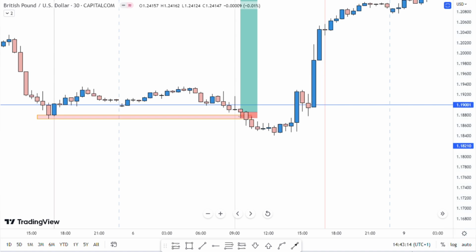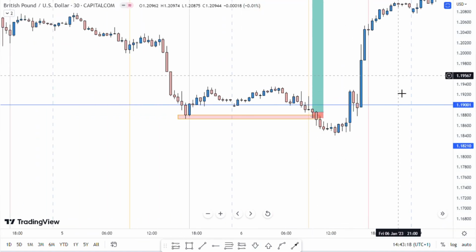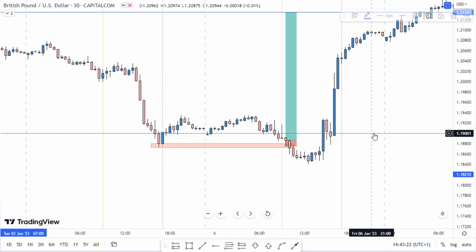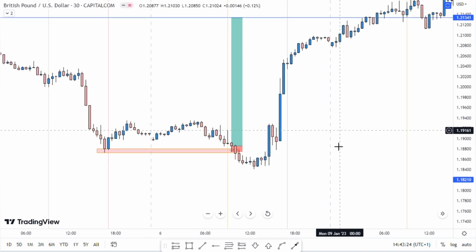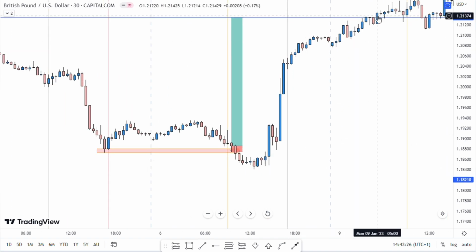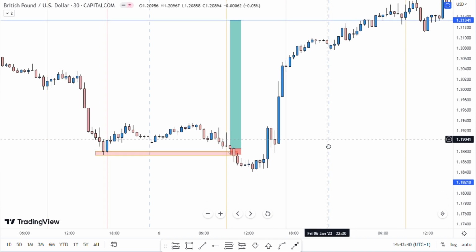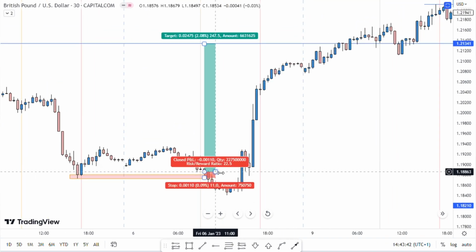Because of that, this zone is invalid, so I deleted it. I'm meant to check on the 4 hours, then I will mark a new zone from the 4 hours because of this new low that is formed. But we're not going to be doing that now.